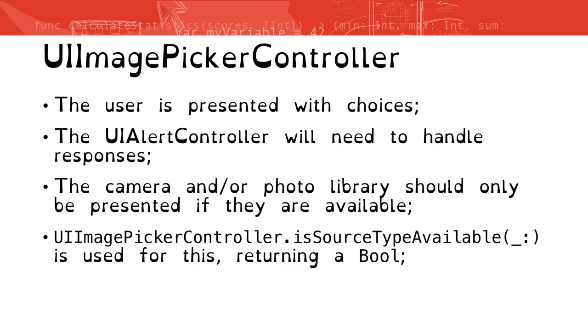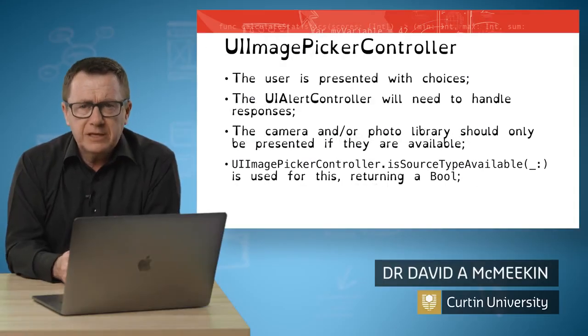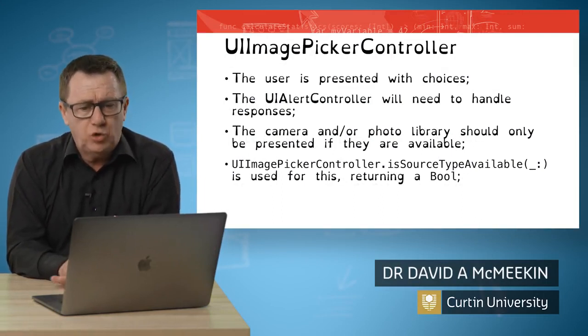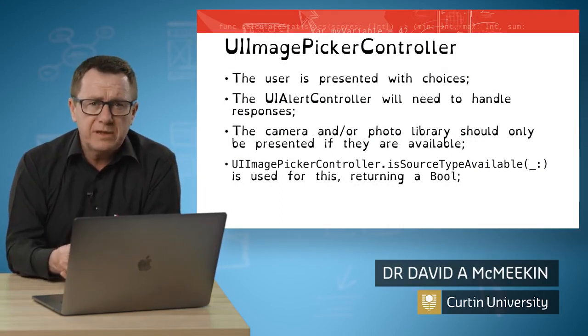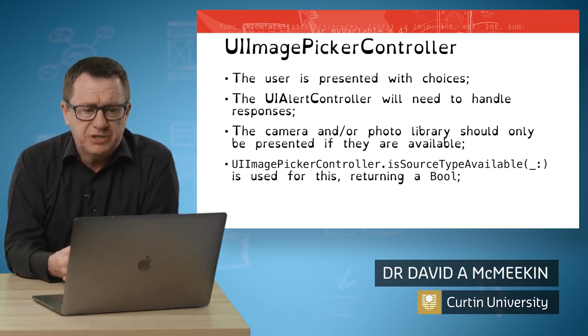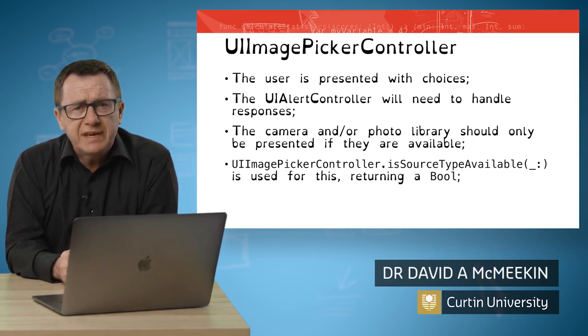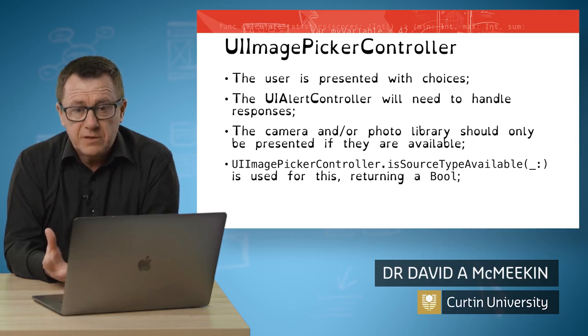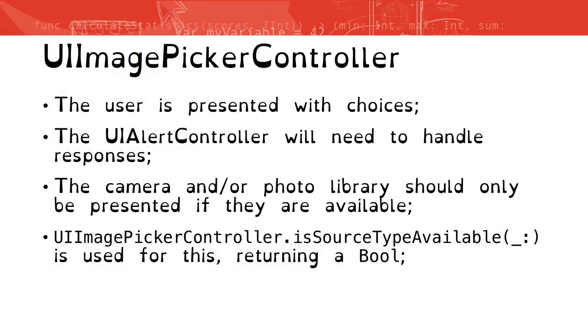Okay, so we must deal with this. Hopefully you recall from just a few minutes ago, we used the UIAlertController to deal with user input and presenting options and their responses. So we will need to create a UIAlertController for the response of the user. It's important that the user is only given access to the camera or to the photo library if they exist. So we'll need to write some code to protect against crashes.